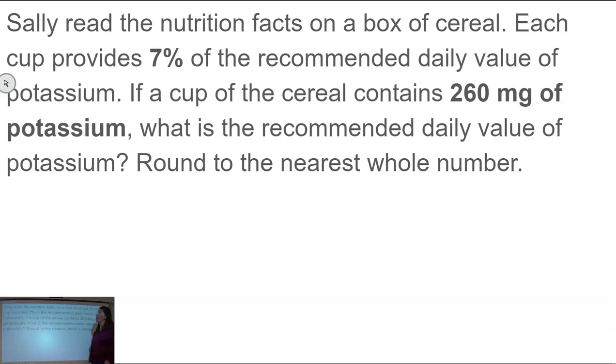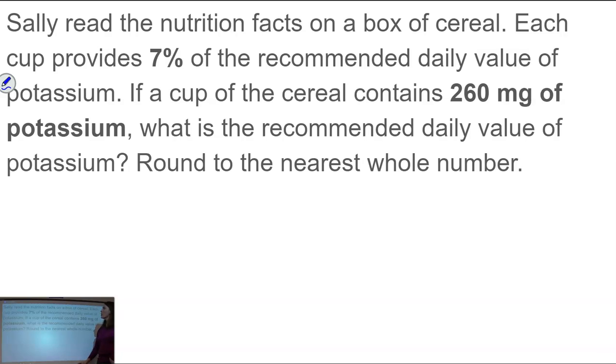This is our last problem. Sally read the nutrition facts on a box of cereal. Each cup provides 7% of the recommended daily value of potassium. If a cup of the cereal contains 260 milligrams of potassium, what is the recommended daily value of potassium? Round to the nearest whole number.